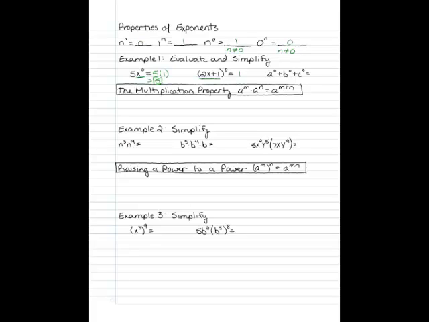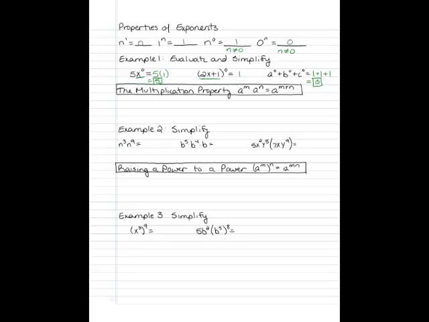Any number to the 0 power is 1, so this raised to the 0 power will still give you just 1. This last one we have a to the 0 plus b to the 0 plus c to the 0. Any number to the 0 power is 1, so a to the 0 is 1 plus b to the 0 is 1 plus c to the 0 is 1. Adding these up, 1 plus 1 plus 1 gives you 3.